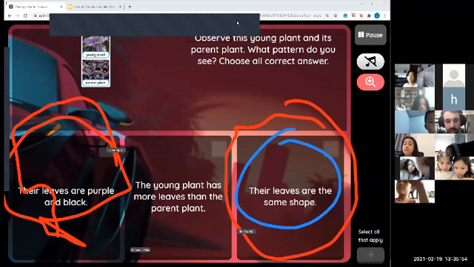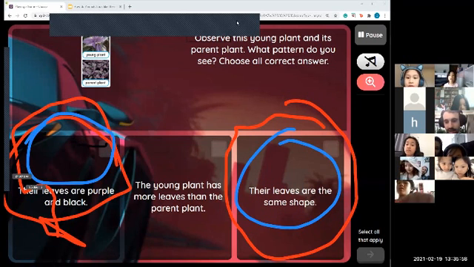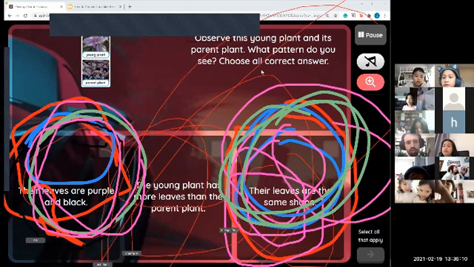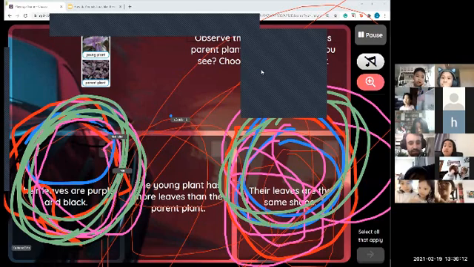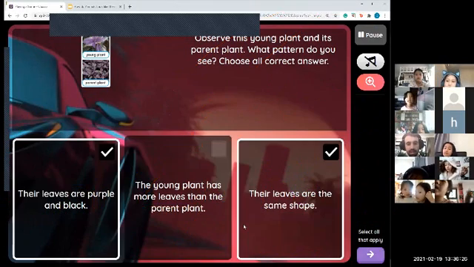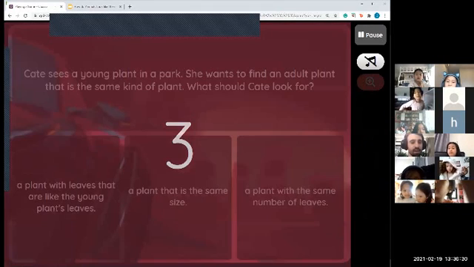Joanna, good job. Fong Vi, good job. Baha, good job. Bon, great job. It looks like most of you chose A and C, the first one and the third one. Good job, everyone. Let's select those and see if you got it correct. The leaves were purple and black, and the leaves had the same shape.